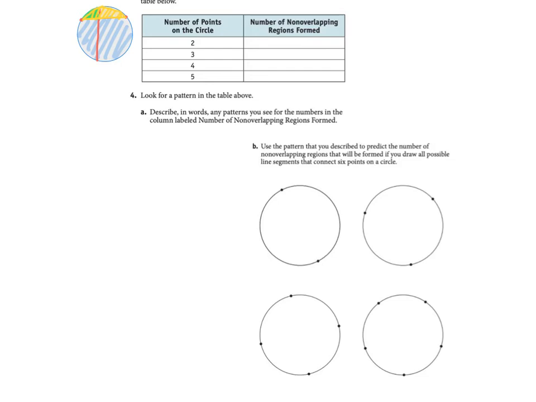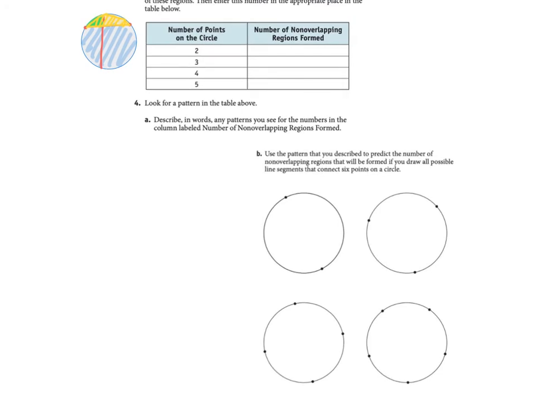So looking at the first circle, it has 2 points. That means we can draw one chord that connects those two endpoints. So how many regions does that have? Here's a 1 and here's a 2, right? So it will be 2 regions. And when you have 3 endpoints, how many chords can we draw? 1 that connects, 2 and 3.